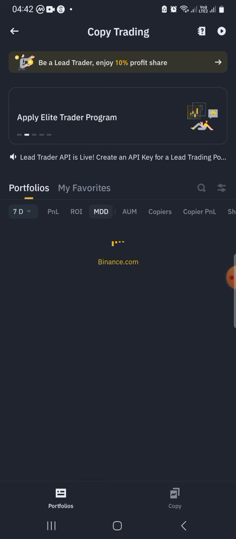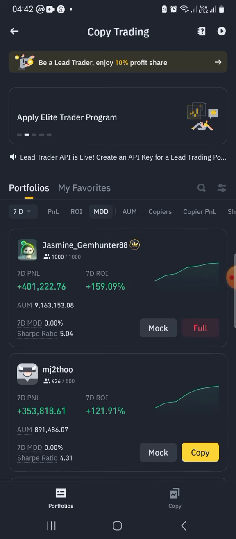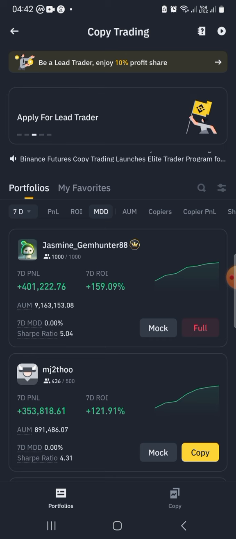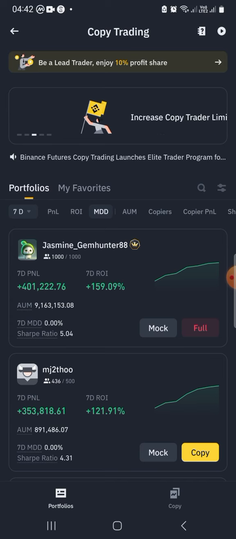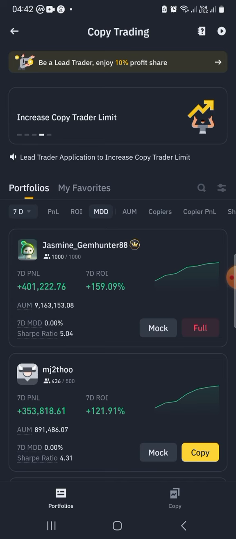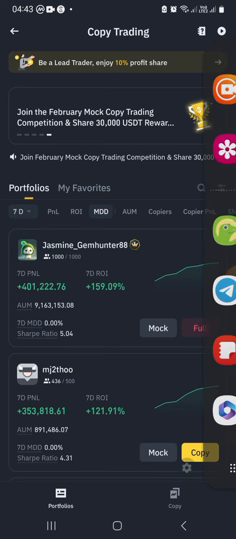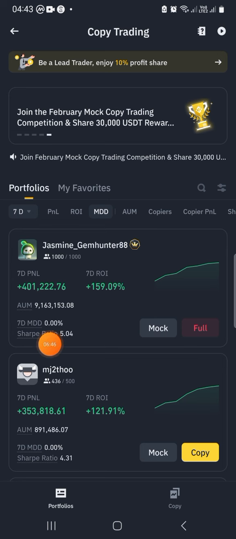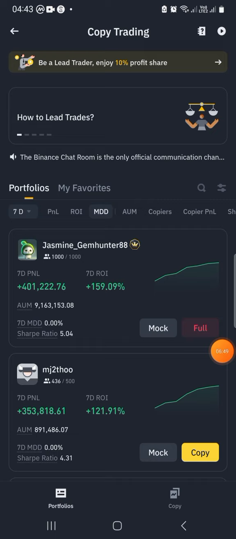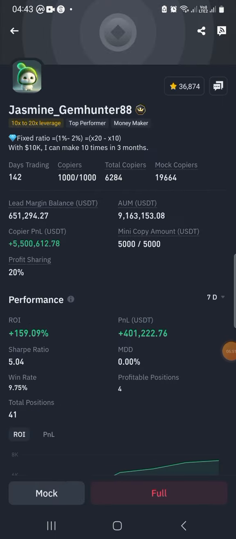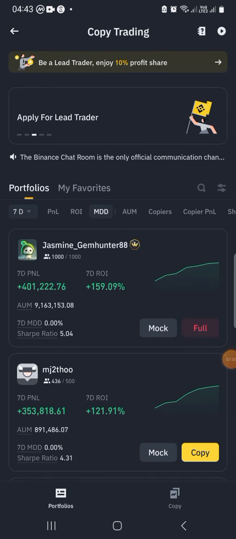So that's the maximum drawdown. The maximum drawdown is basically like you're looking from the peak to the trough, looking at the loss that has been made in terms of the trading period. So you're looking at the maximum drawdown in 7 days. Here you're going to see it. You have 0.00. So this trader's maximum drawdown is 0.00. That's good. That's incredible over the past 7 days.